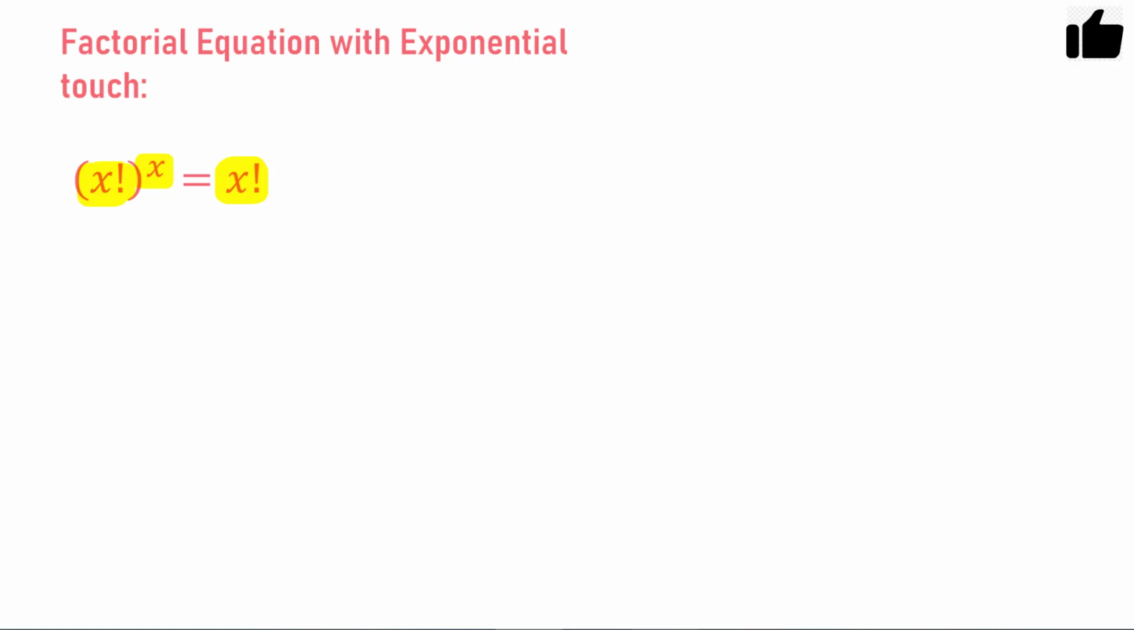Now to solve this problem you need to know what a factorial is. If I say x factorial, this means x times (x minus 1) times (x minus 2) times (x minus 3), and this goes on down to 3, 2, 1. Now you can solve this problem by taking log.